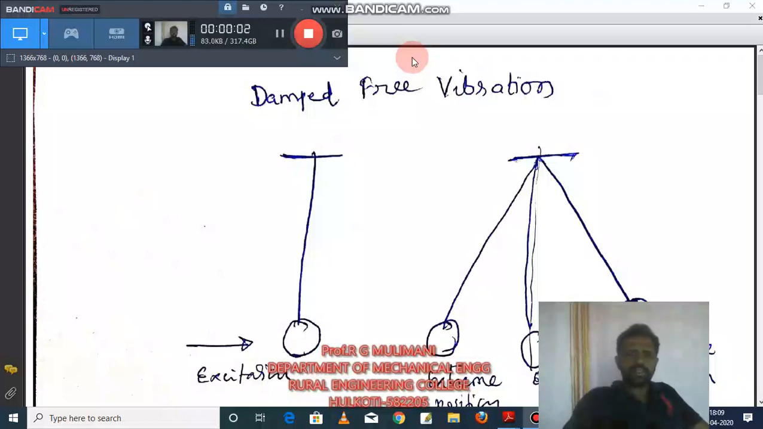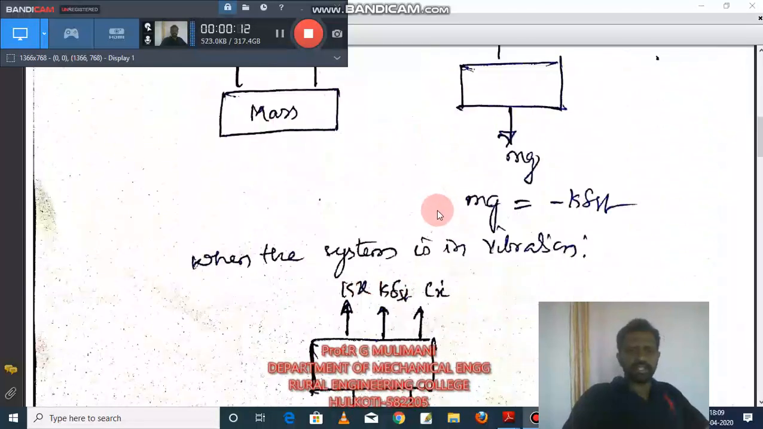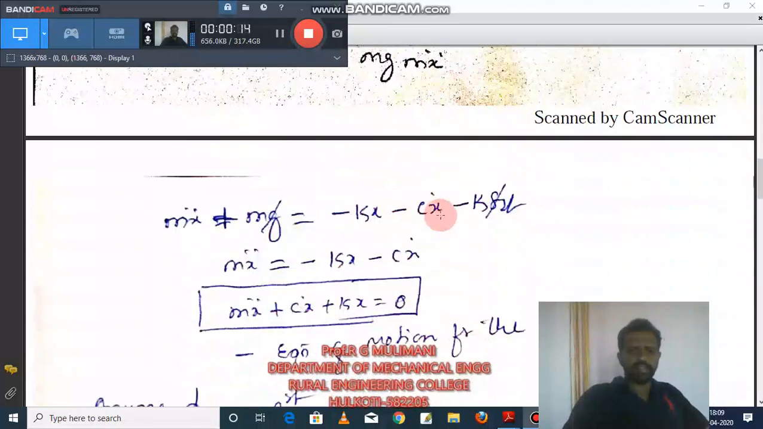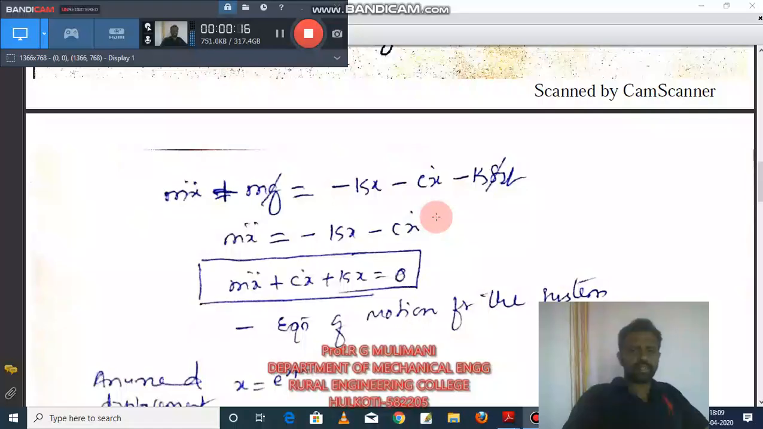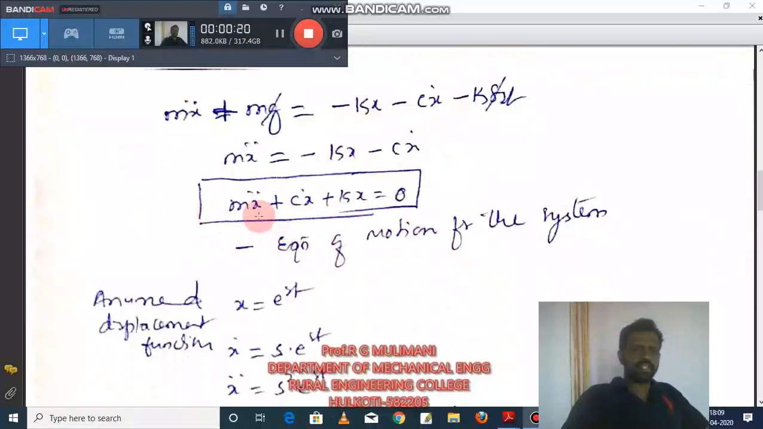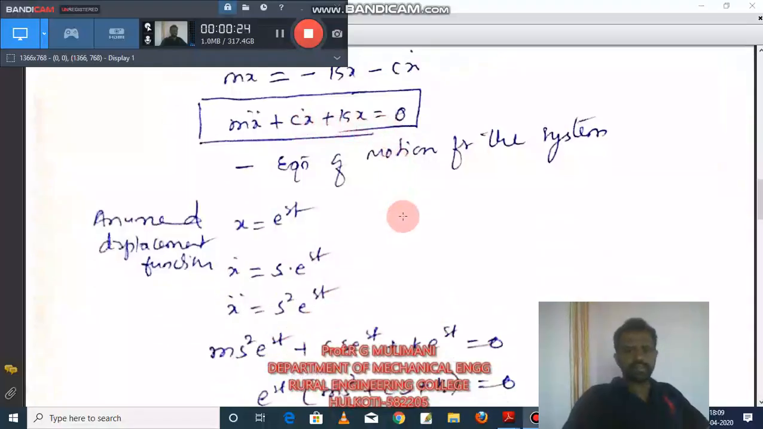Hello, welcome back. In this class, we are studying the response of the underdamped system. In the last class, we have seen damped free vibration. We have derived the equation of motion for the damped free vibration system, that is m x double dot plus c x dot plus k x equal to 0, where m x double dot is the accelerating force, c x dot is the damping force, k x is the spring force.